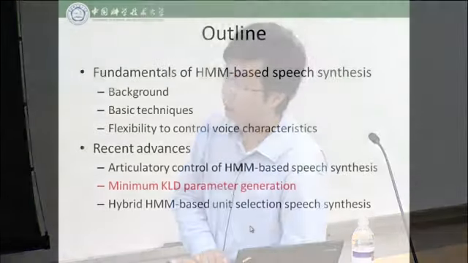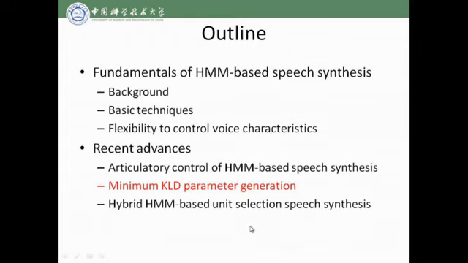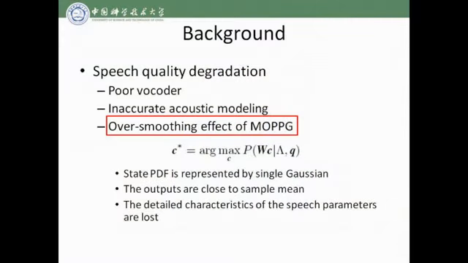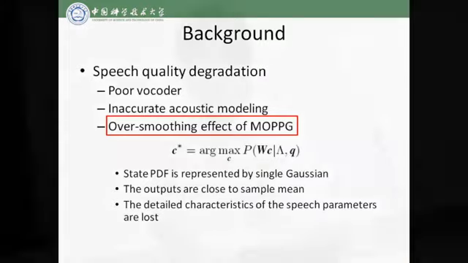Okay, Edinburgh. The second example I'd like to introduce is the minimum generation error parameter generation. We know that HMM-based speech synthesis has many advantages. For example, it's trainable, flexible, and adaptable. But there are also some disadvantages of this method. The most significant one is that the quality of synthetic speech is degraded. We can perceive some buzz or uncomfortable artifacts in the synthetic speech.